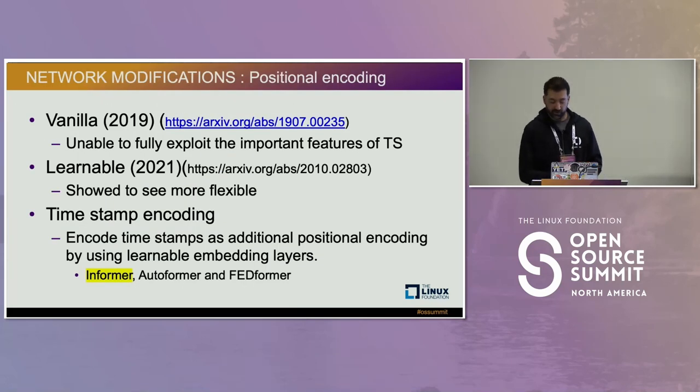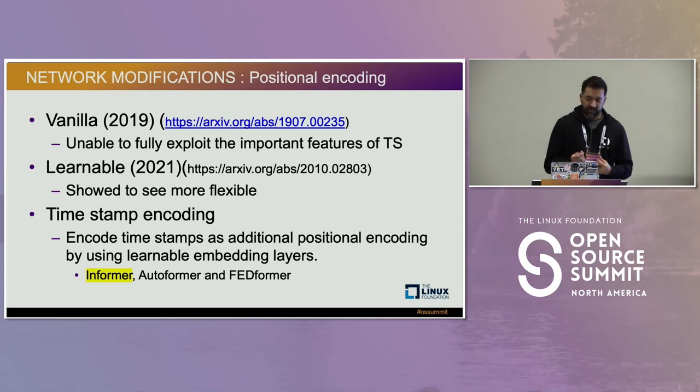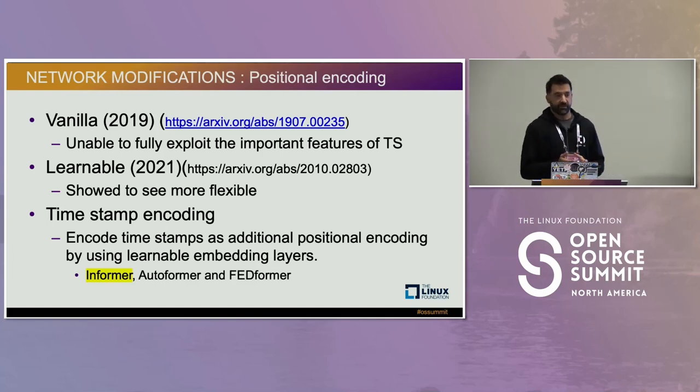You can try to use, I did some experiments, but you can try to use the vanilla encoding, which is the explanation that I said at the beginning. You can use probably word2vec with phrases or time2vec or something similar, but the problem is that it's not able to fully explore the importance of the features. Because, as I said, it's an architecture designed to find relationships but not strictly attached to the order. So you need to find something that will help you on that part.